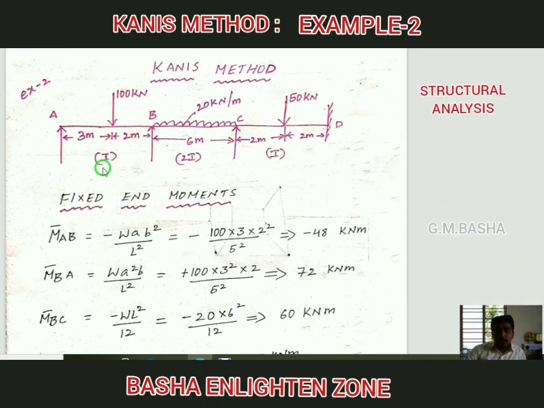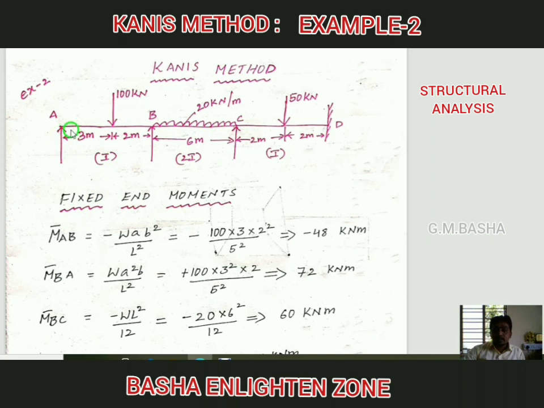In this lecture, I would like to show how to analyze a continuous beam by using Kani's method. See here in this example, one end of the beam is simply supported, another end of the beam is fixed, and B and C are the joints, which are called intermediate supports. First of all, we have to calculate fixed end moments.